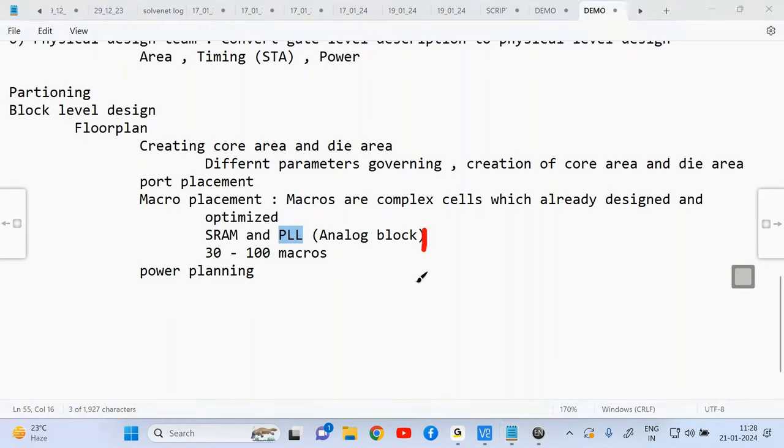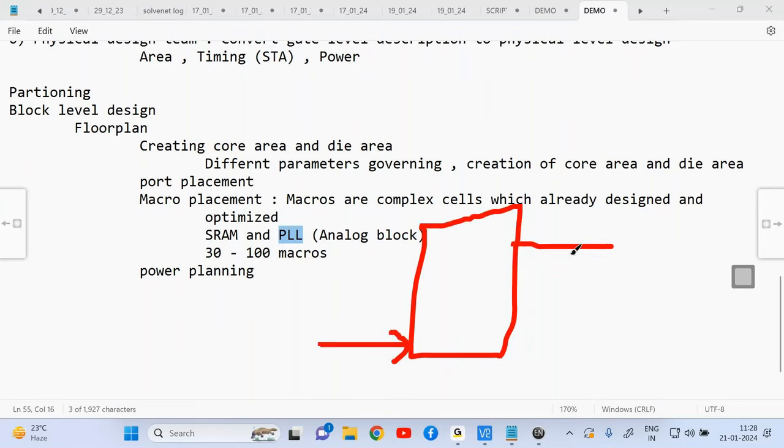If I have a PLL and I give a clock of 250 megahertz, the output I can get is 500 megahertz. To change the clock frequency, we use what? Phase lock loop. It's an analog block. So we cannot design it through physical design or the ASIC design flow. This has to be designed through analog design. They have to write the schematic of the PLL and draw the layout. After drawing the layout, they give the layout information to us, and we directly use it in our physical design.